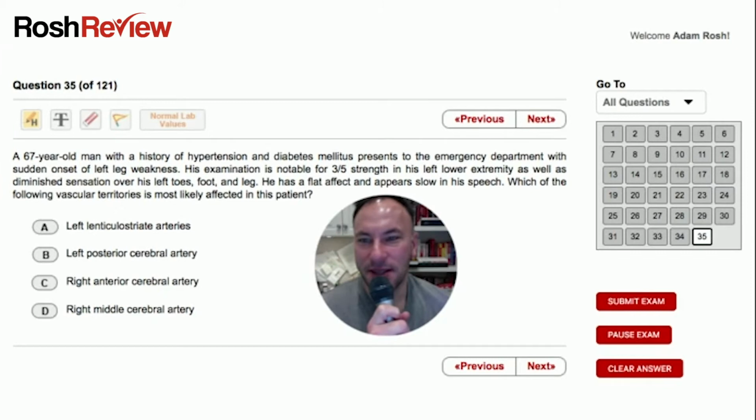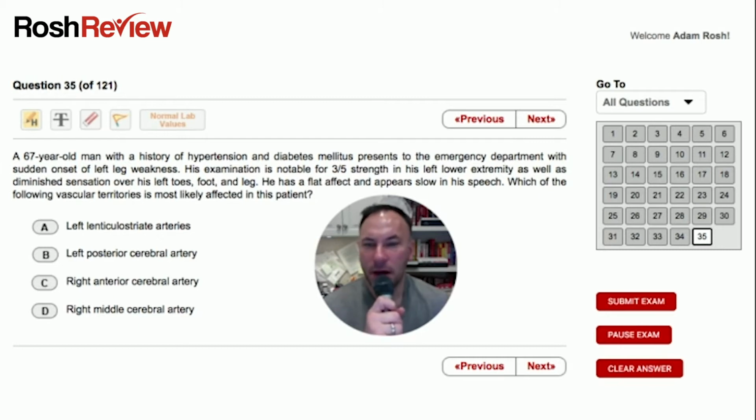All right, so we have a 67-year-old man with a history of hypertension and diabetes mellitus who presents to the emergency department with sudden onset of left leg weakness. His exam is notable for 3 out of 5 strength in his left lower extremity, as well as diminished sensation over his left toes, foot, and leg. He has a flat affect and appears slow in his speech. Which of the following vascular territories is most likely affected in this patient?